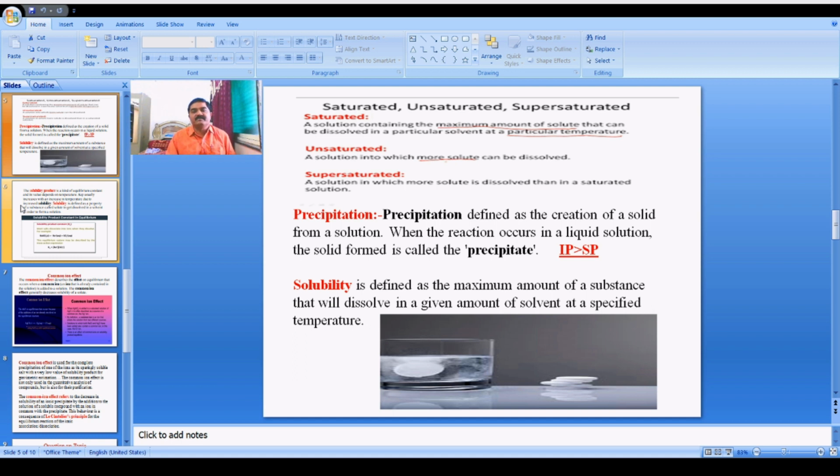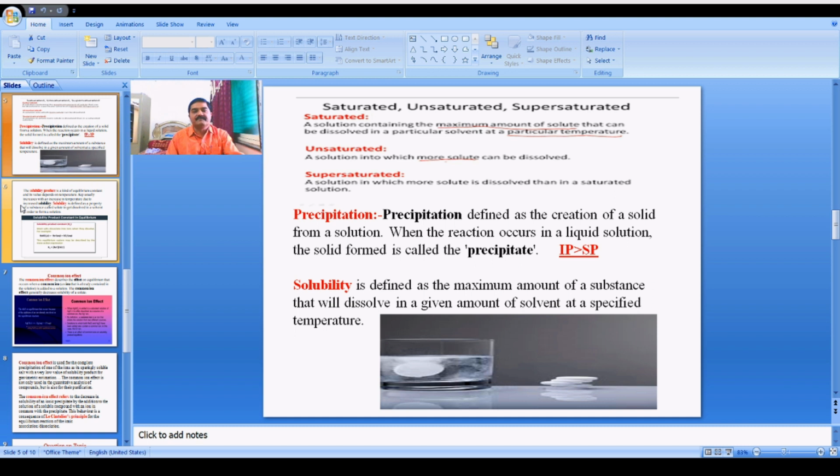So how much of the solute can be dissolved in the solvent at room temperature. Unsaturated: a solution into which more solute can be dissolved. And supersaturated: the solution in which more solute is dissolved than in the saturated solution.